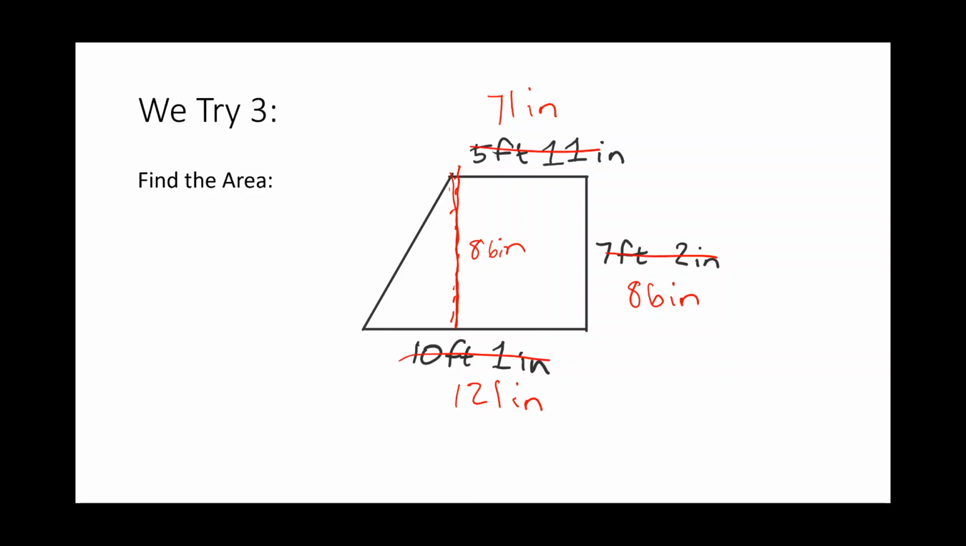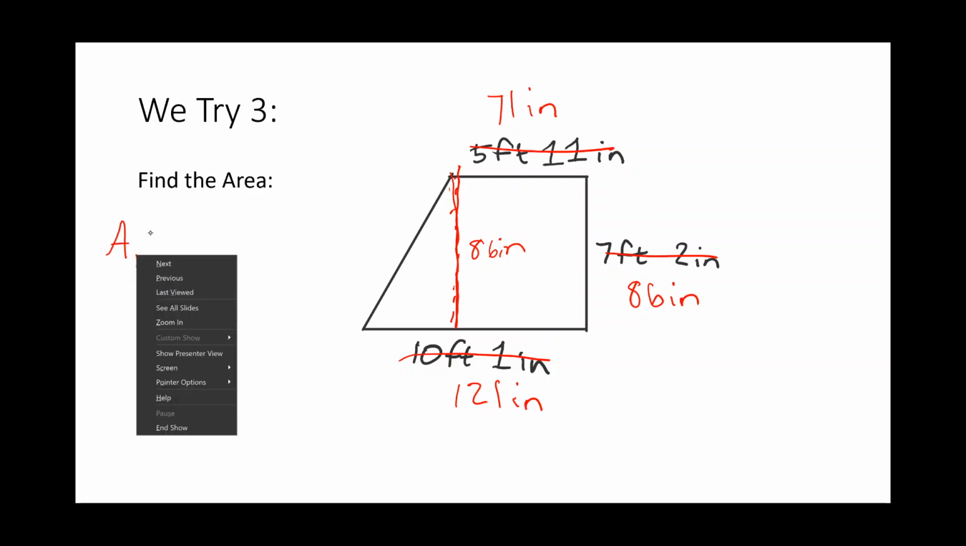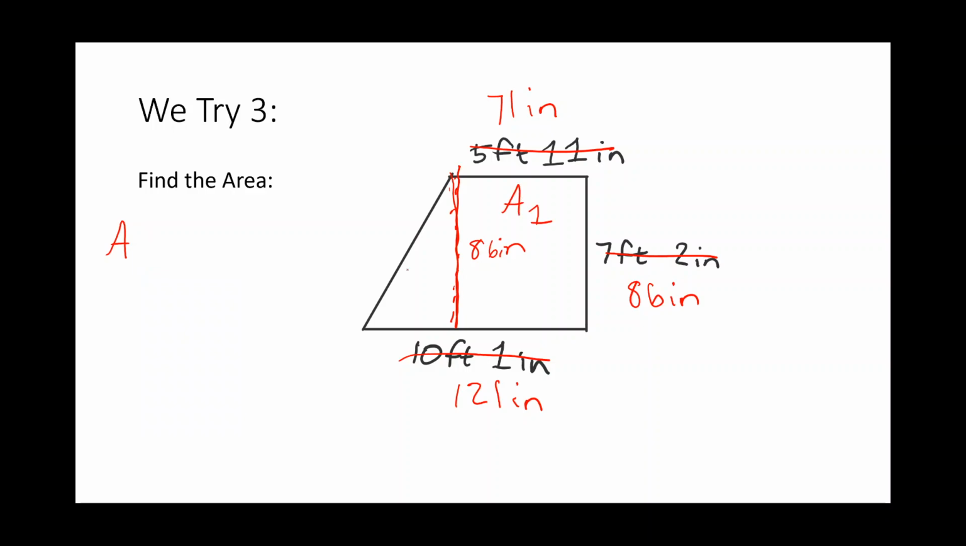So I don't need these measurements anymore because I have them in inches. Now I just need to focus on the rectangle. I'll call that area 1. I'll call the area of the triangle area 2, and then I'll just add them together to get the whole shape. So the area of the rectangle is 86 times 71. 86 times 71 is 6,106 inches squared, or square inches if you prefer that.